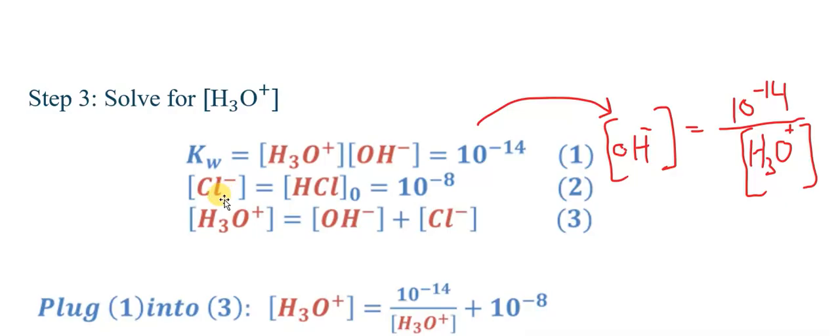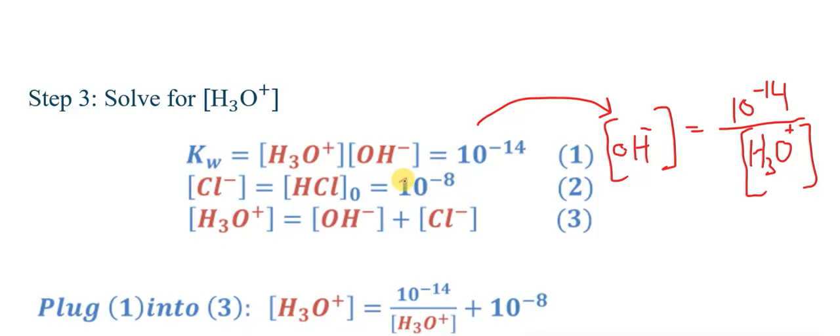Next, the molarity of HCl is 10 to the power minus 8. We know that HCl is a very strong acid. When a strong acid dissociates, it dissociates completely. Then the number of ions is equal to the initial concentration of the acid. This means the chloride ion concentration is equal to the HCl concentration, and the HCl concentration is also equal to the hydrogen ion concentration, which is 10 to the power minus 8.